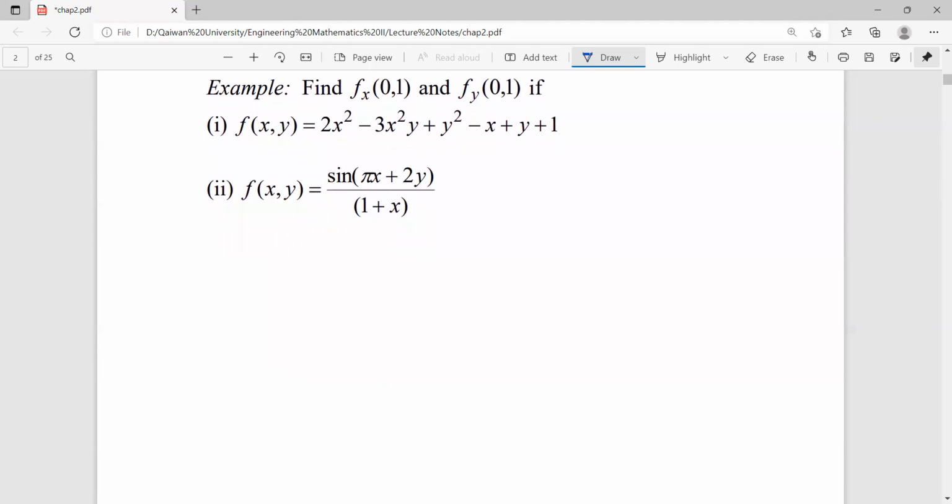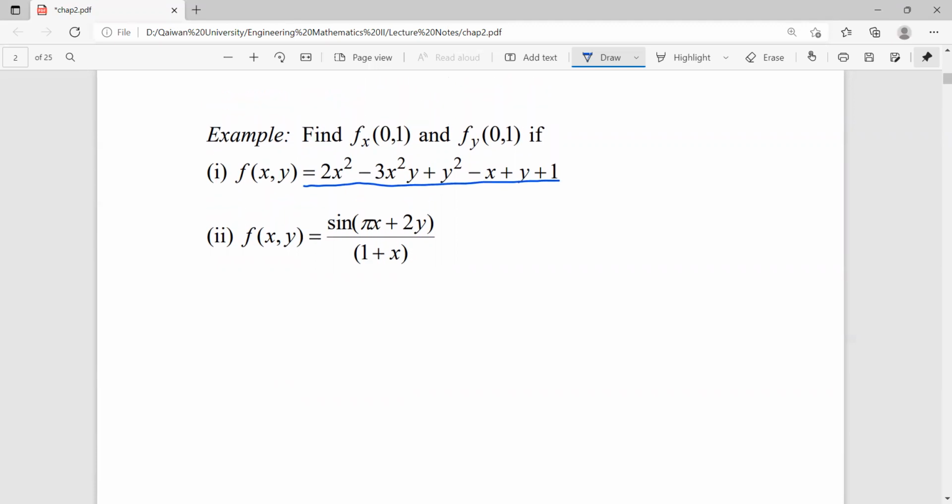Here we have these two examples. In the first one, we have f of x, y equals 2x squared minus 3x squared y plus y squared minus x plus y plus 1. We are asked to find f sub x at (0, 1), and also f sub y at (0, 1) for both of these two functions. Let's do it for the first one.